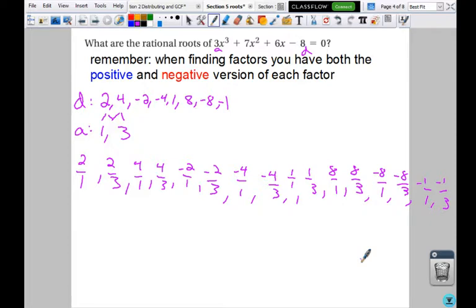I told you, this isn't tough. It's annoying. So we do all of those. You would have to do all of these and plug them all in.